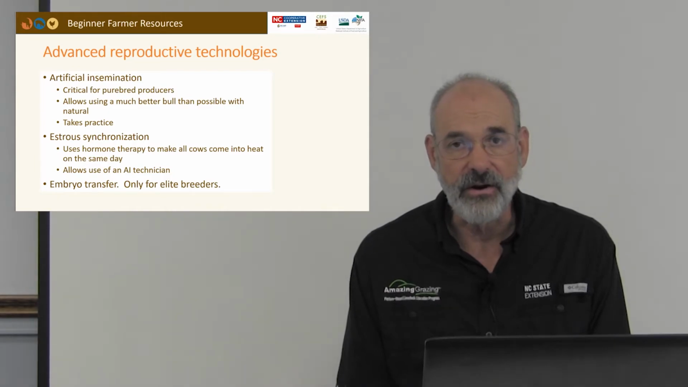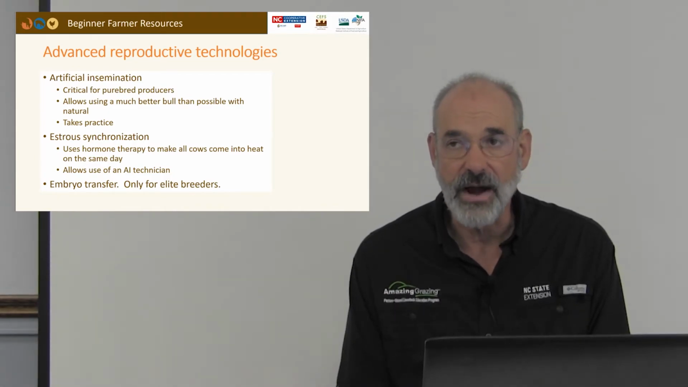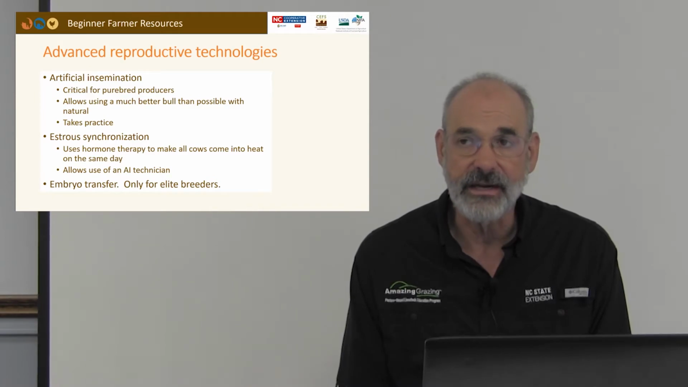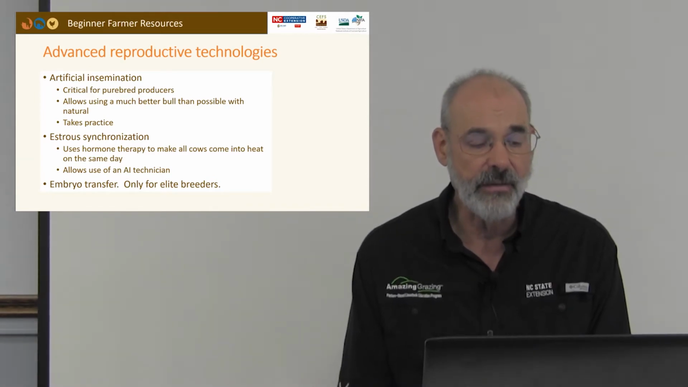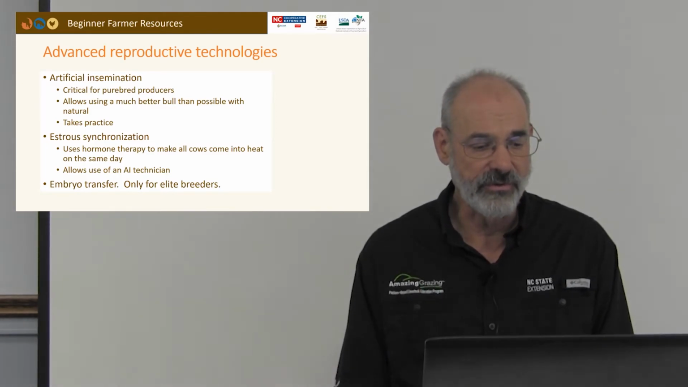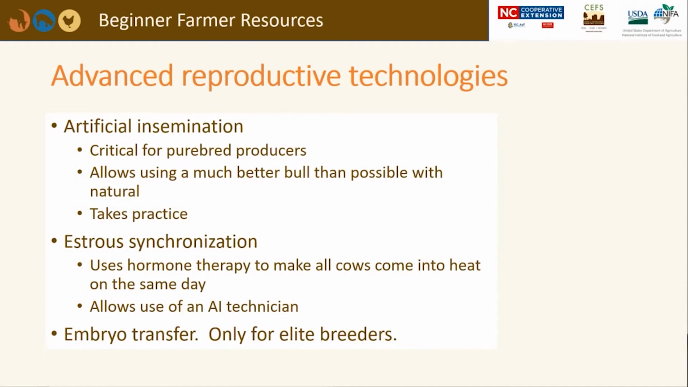The thing to note about artificial insemination is it does take practice. So small farmers generally do not do their own AI. Sometimes they do, but usually they use an AI technician from one of the semen companies that will come and help breed their cows as a part of their overall service. And young producers that are getting into this may want to consider artificial insemination, but certainly they should have a discussion with an advisor before they undertake such a venture.